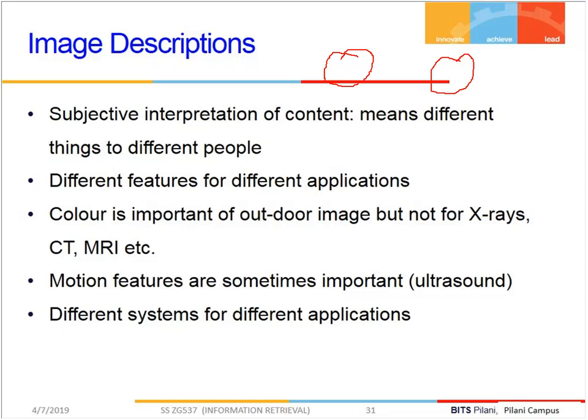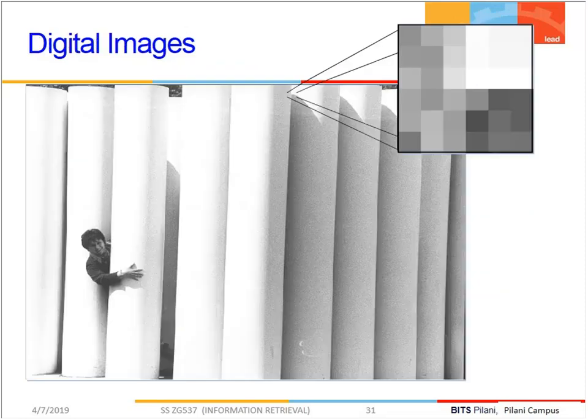Another thing is that color is important for outdoor images, but not for X-rays, CT and MRI, because X-rays are always black and white. So depending upon your multimedia data, certain features will hold and certain features will not be applicable for that particular image. For example, motion features are sometimes important, as in ultrasound, but in X-rays motion features are not important. So different systems will have different features for different applications. That's what I mean to say.